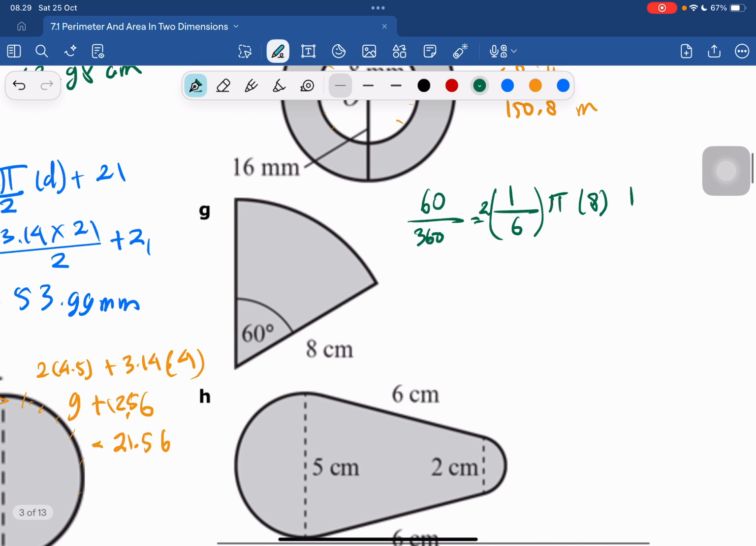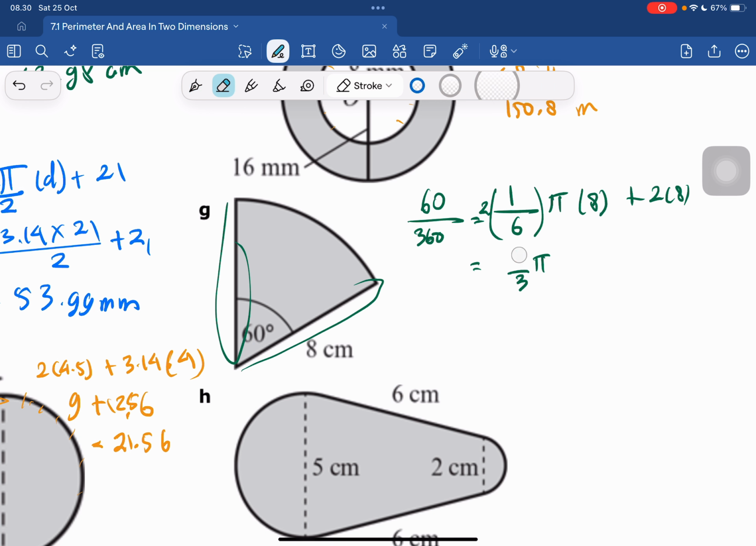And then we add, this line is 8. It's also 8. So 2 times 8. So we can do it. So this is going to be 1 over 3 pi and 8. So we can write it 8 pi, and plus 16. Pi is 3.14. So this will give us the answer of 24.38 centimeters, after we calculate it with pi equal to 3.14.